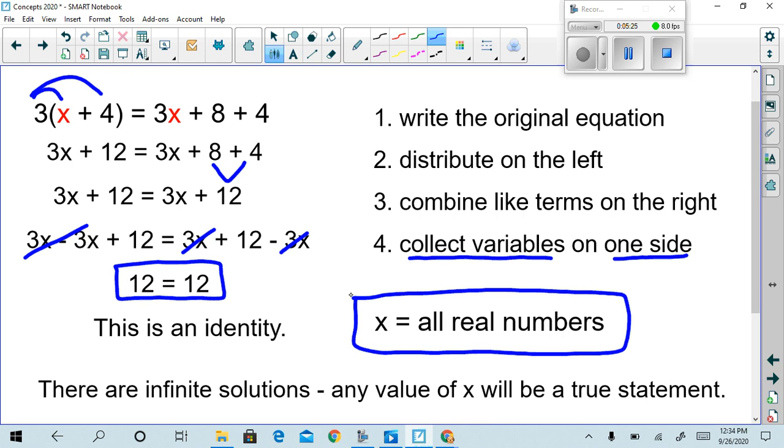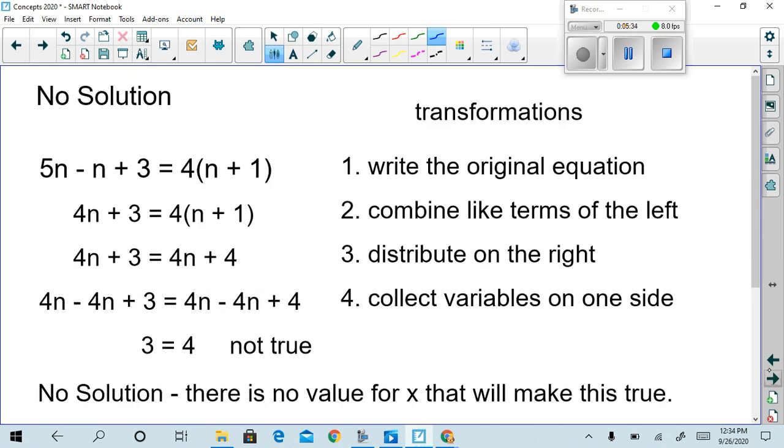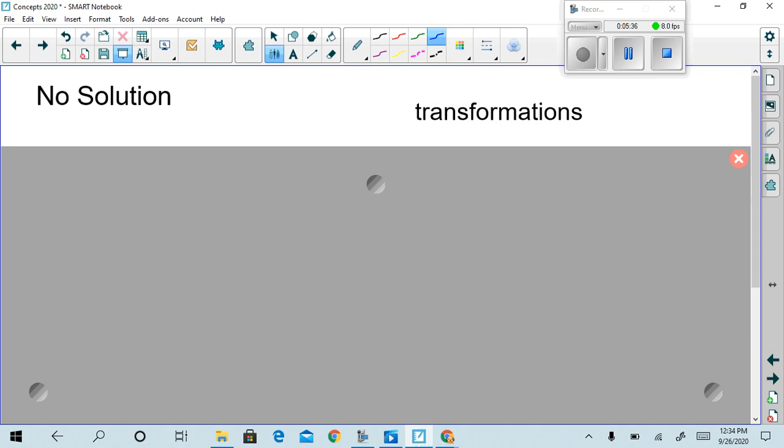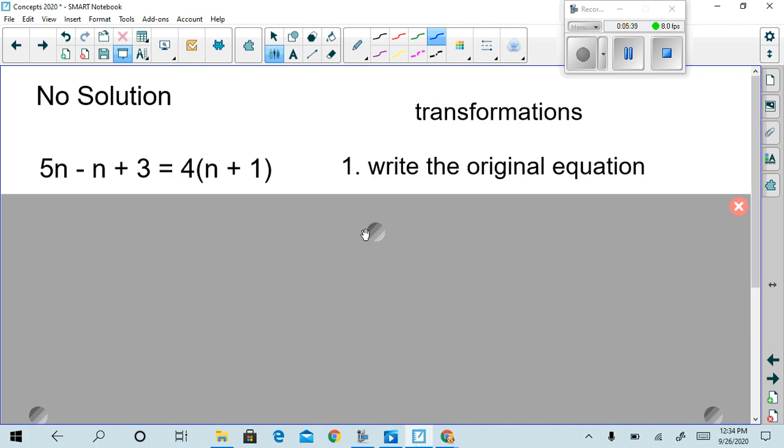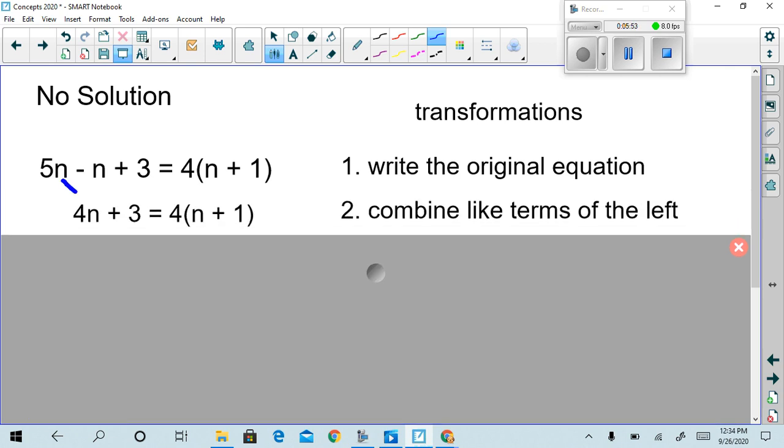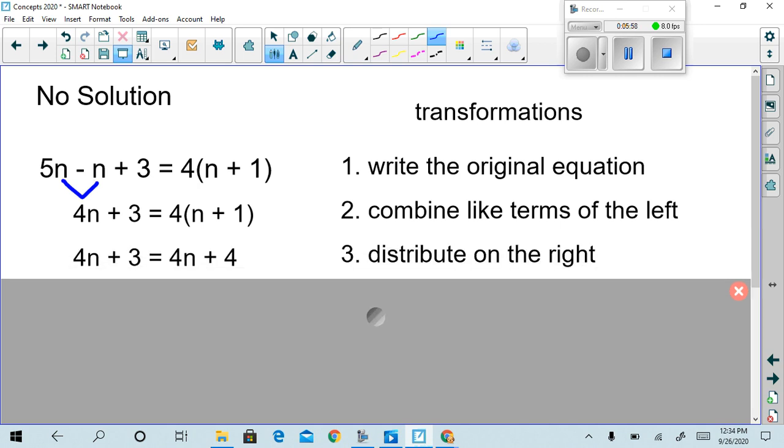There is one more type for us to look at today, and that is the one where there could possibly be no solution. We'll start by looking at it step by step with the transformations. As always, when you're asked to solve a problem, you write down the original problem as you see it. Now, if you recall from the last slide, I say we want to simplify. So let's simplify the left first because there's some combining of like terms. 5n minus n is 4n. I look on the right and I see that I can do a distribution. I'm going to multiply 4 times n and 4 times 1.